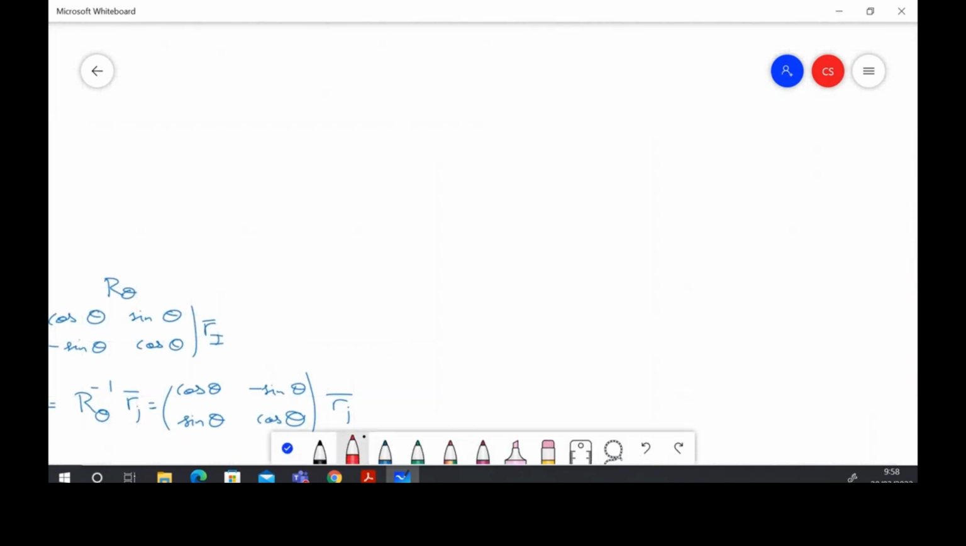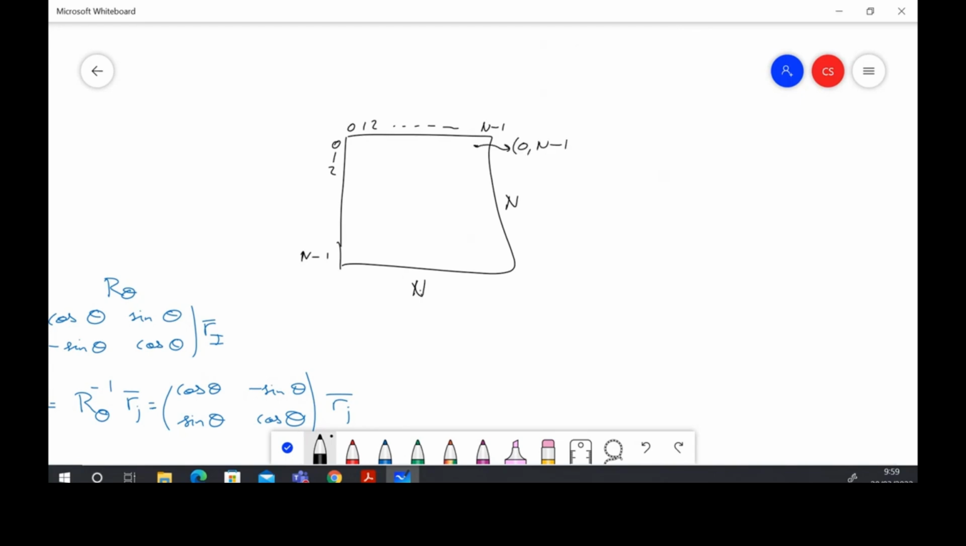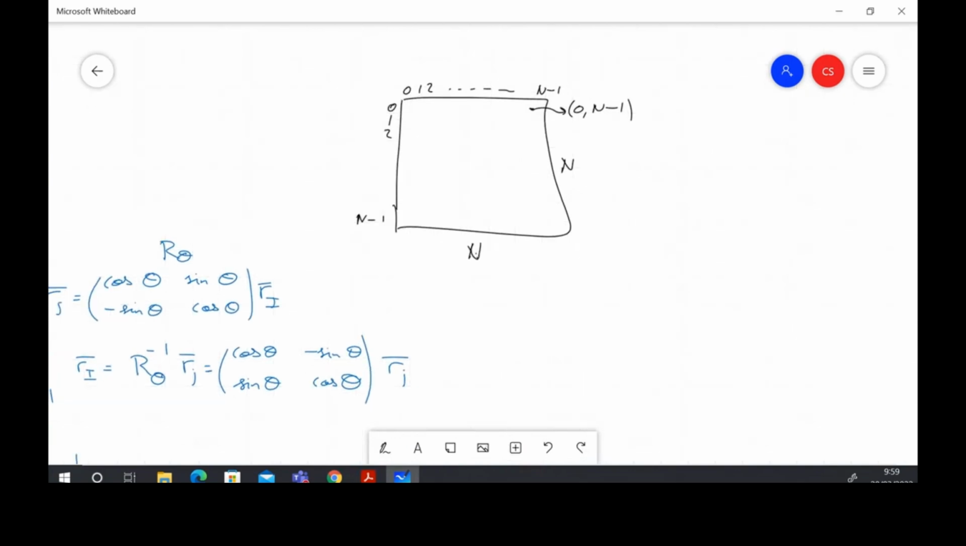Let's make it here. So I have an image I, and normally we are loose about the coordinates, but if we have an image of size n times n, depends on how you number things, but the most typical way of numbering is this one. So this would be column 0, column 1, column 2, column n minus 1. For the rows, row 0, row 1, row 2, row n minus 1. So this point here is coordinate 0, n minus 1. Is this my RJ, this RJ that I have to multiply, 0 n minus 1?